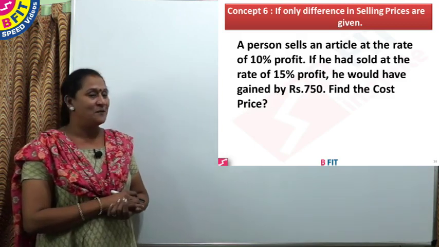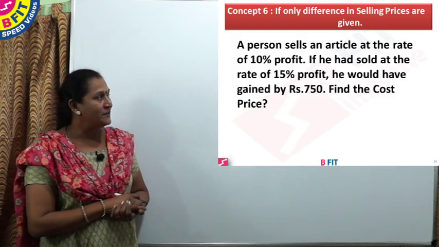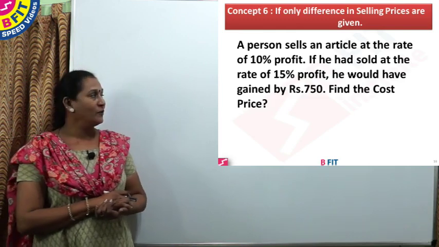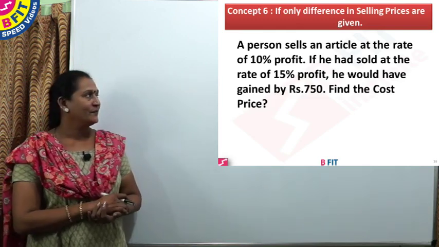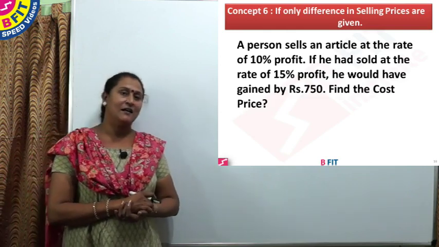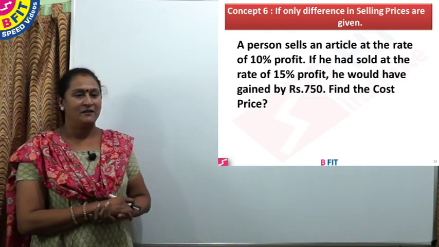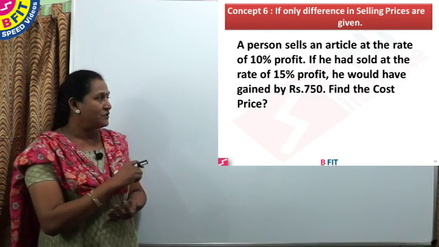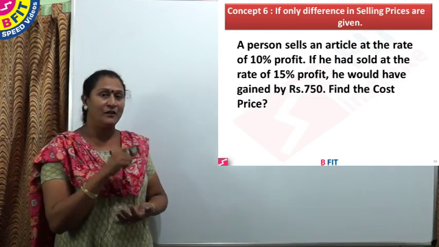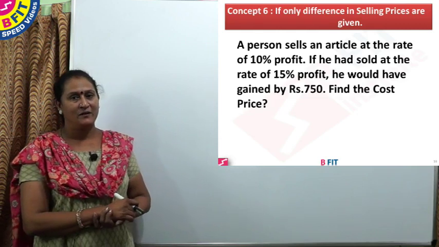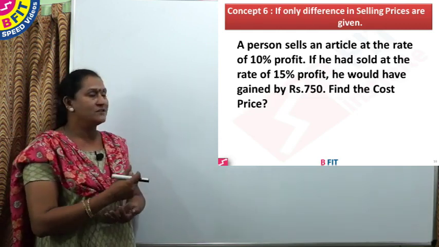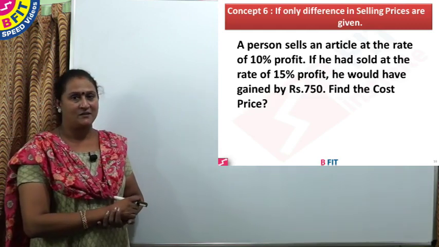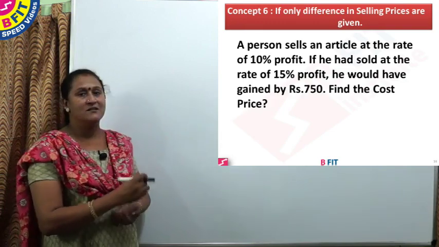The question is: a person sells an article at a rate of 10% profit. If he had sold it at a rate of 15% profit, he would have gained by rupees 750. Find the cost price. So a person sells an article for some price and gains 10%. If he had sold for 15% profit, he would have gained 750 more, which means if he had sold for 750 more, he would have got 15% profit. The difference in selling prices is given, we have two different profit percents, and the cost price is asked. So we'll see how to work it out with the difference in selling price concept.